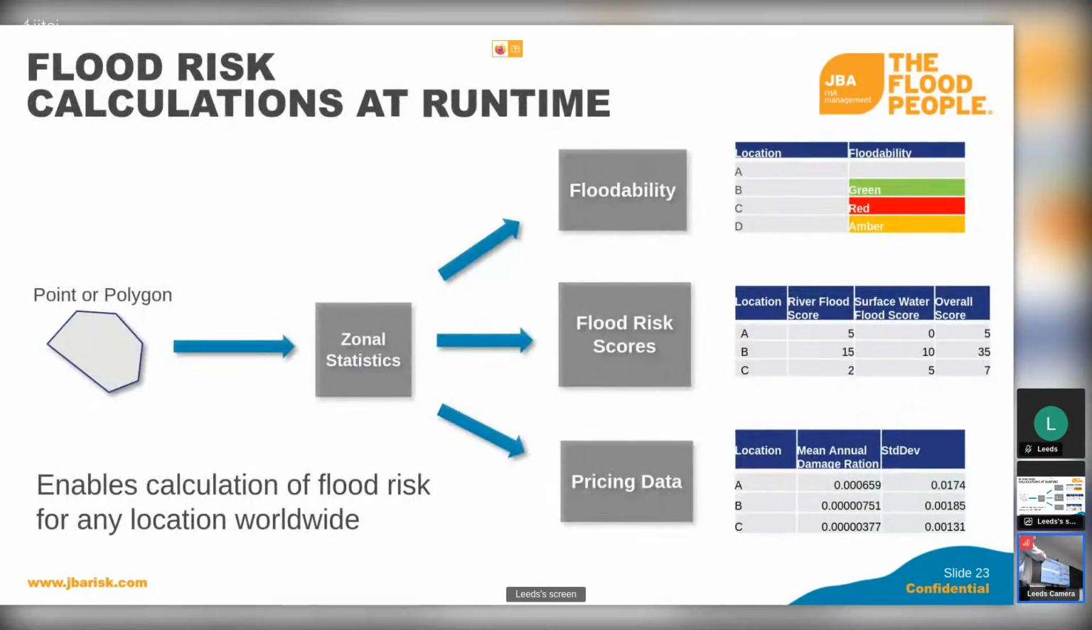So that zonal stats function forms the core of our calculation. What we've then done is added more of the calculations that we use to prepare our data sets as additional Lambdas here, and provided a number of API endpoints to access those. So for any point or polygon globally, you can calculate the floodability, the traffic light scores, or the flood risk scores, or the cost of flood insurance using some of our calculations.